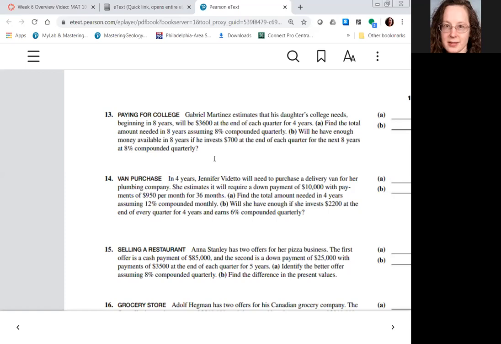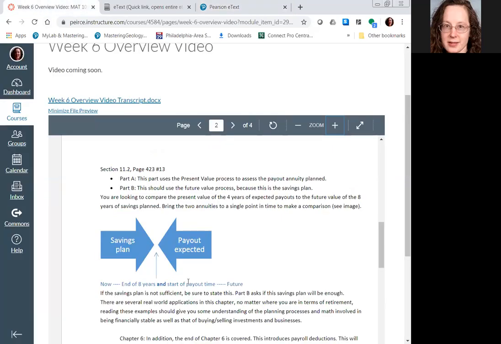So part A is going backwards in time. That's Chapter 11, Section 2. We're trying to find the present value of the payouts. We're going to bring them back to their starting point. Part B, we're going to look at the savings that he's proposed and take that savings plan through the 8 years. Now we're at the same point in time, and we're going to compare those two numbers, right?